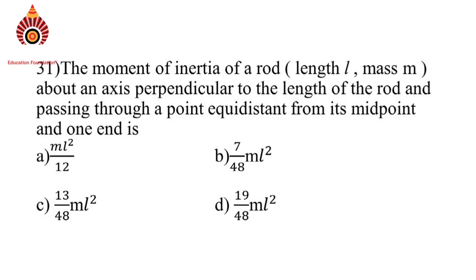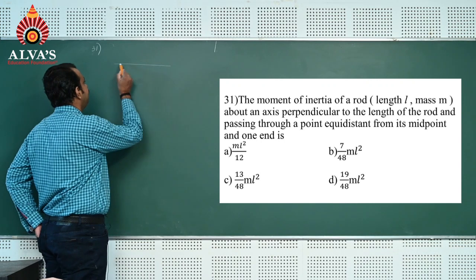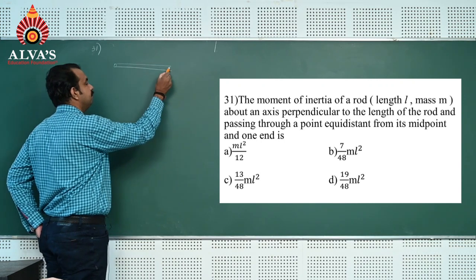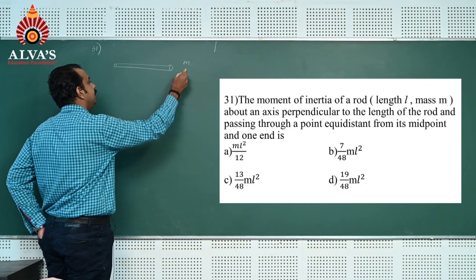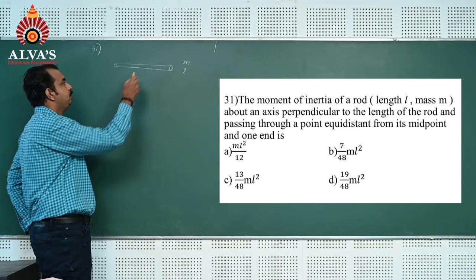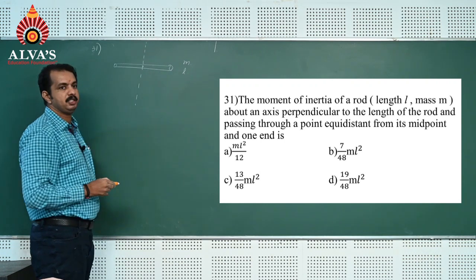Question number 31. The moment of inertia of a rod about an axis perpendicular to the length of the rod, passing through a point equidistant from its midpoint and one end, is asked. So consider the situation in a diagram. It is a rod of mass m and length L. This is the center, with an axis passing through the center.